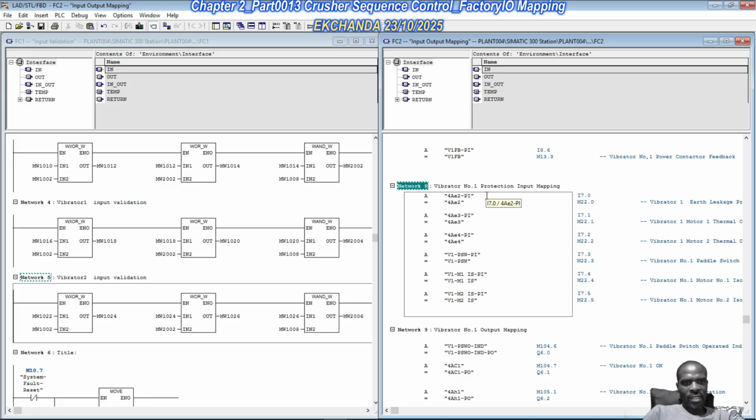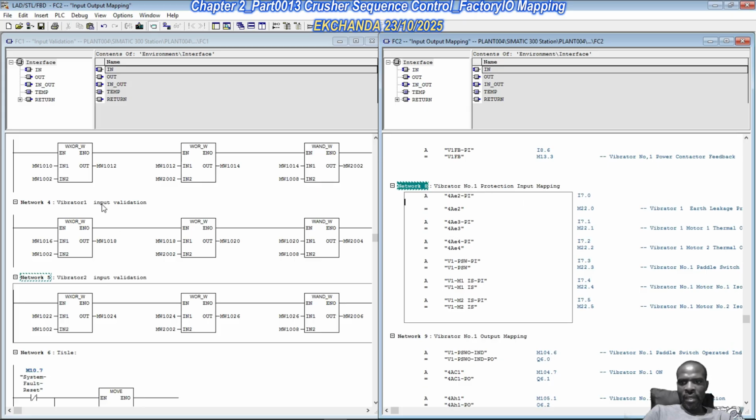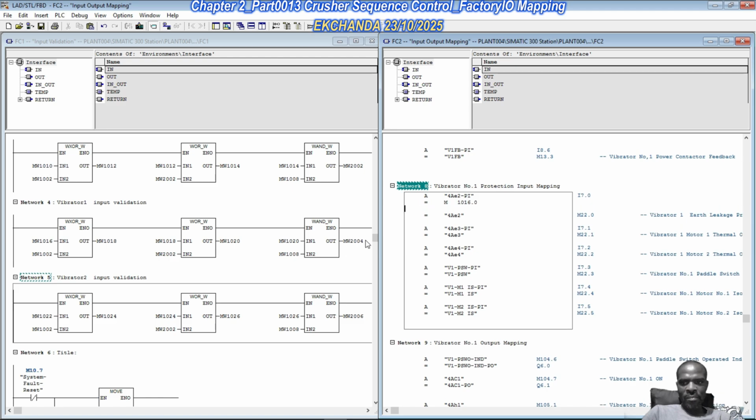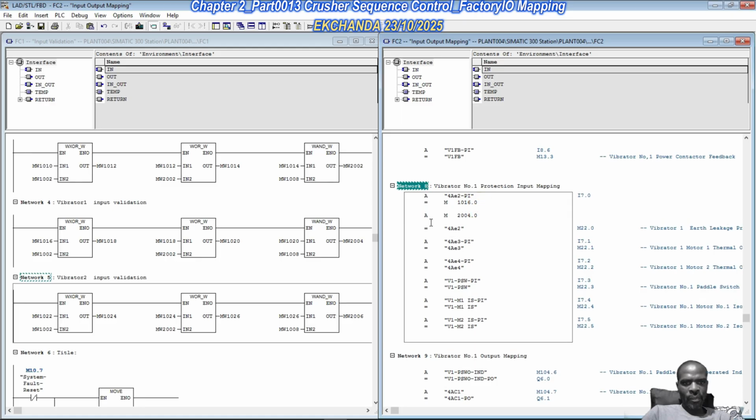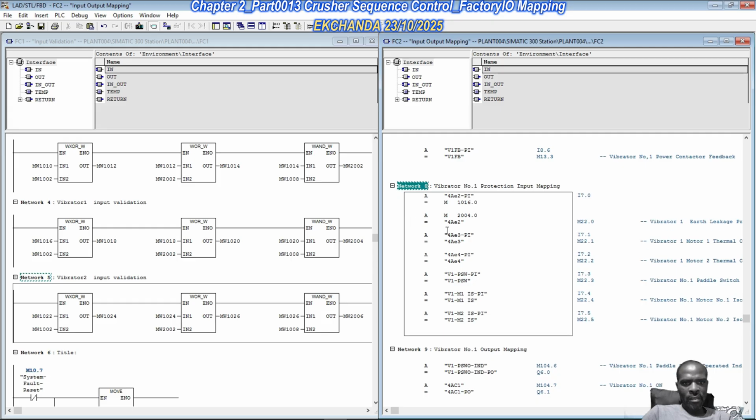So this is vibrator 1 input validation. The memory word is memory word 1016. The first bit in that memory word is memory bit 1016.0, and on the output side the first memory bit is memory bit 2004.0, which is going to pass its signal state to 4AE2. So that takes care of the first part.